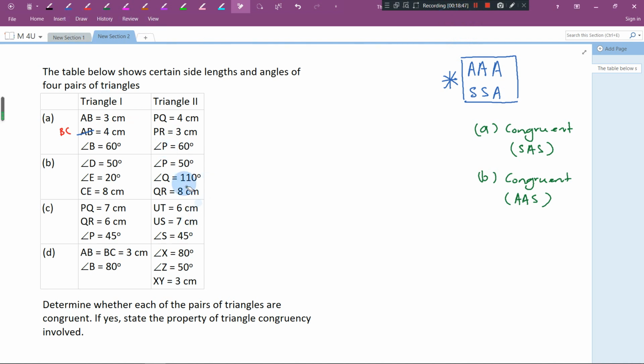Same thing. The first step is to draw a diagram. Not to draw, but sketch. We have P, we have Q, we have R. Okay, just simply sketch two triangles PQR.